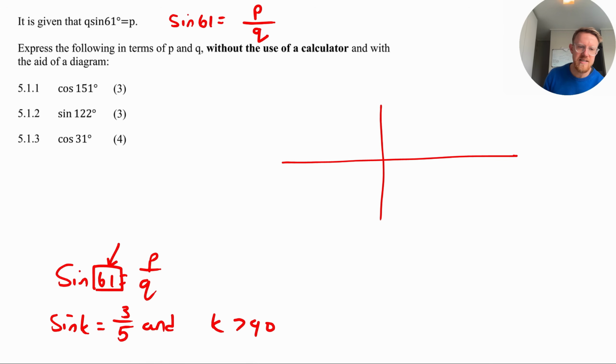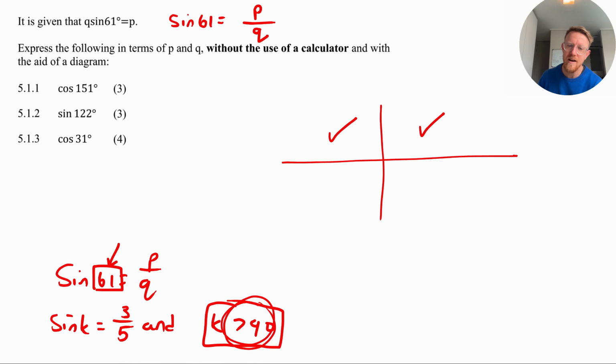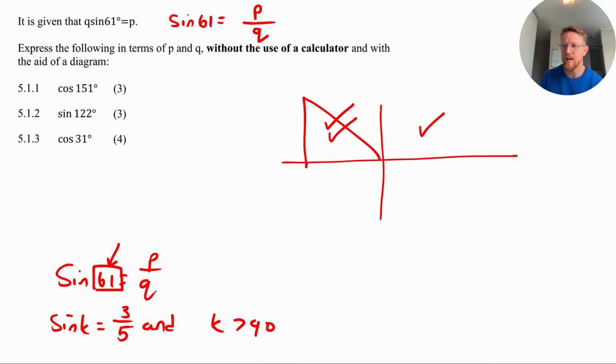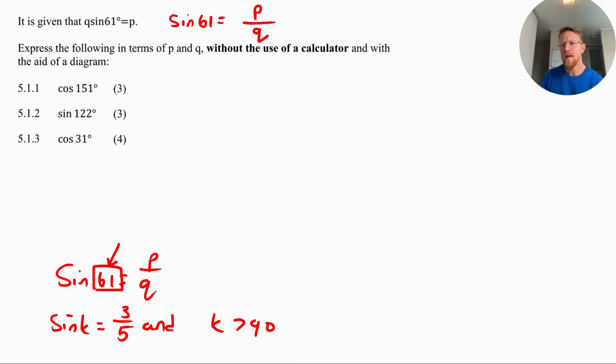But then in other scenarios, they won't give you the angle, but they'll give you all of this information. So in one like this, they're telling you that sin of whatever the angle is a positive number. So that would mean you could be here or here, because that is where sin is positive. And then they give you one extra piece of information saying that the angle is greater than 90. So that would have to be over here. And then you would go draw your triangle over there. But in this question, they literally said 61 degrees.